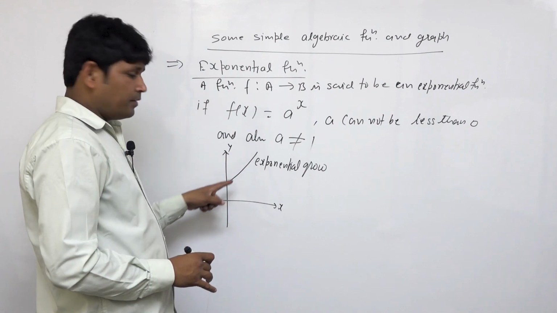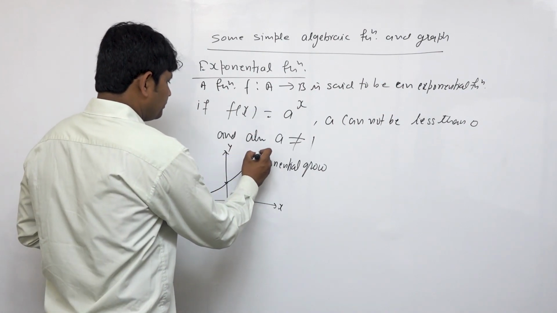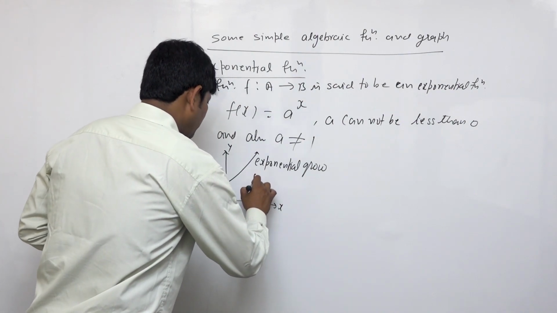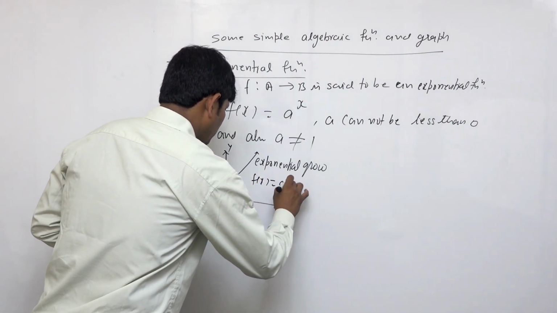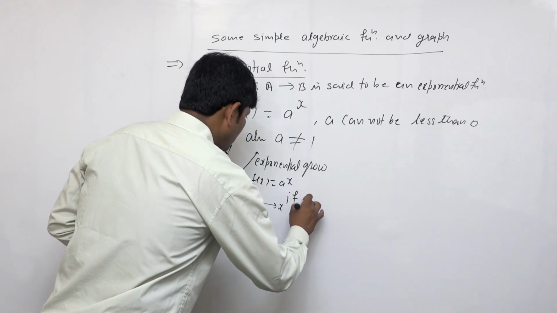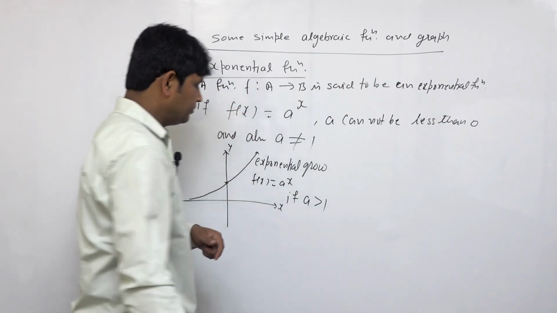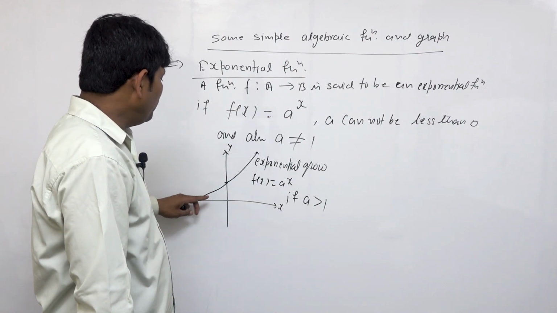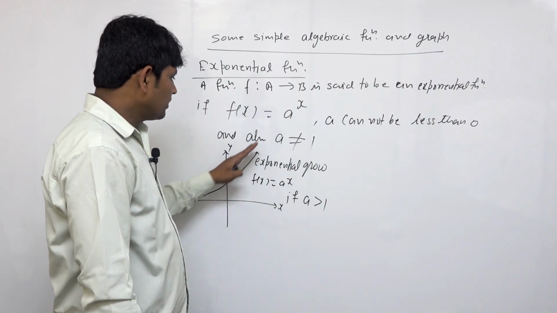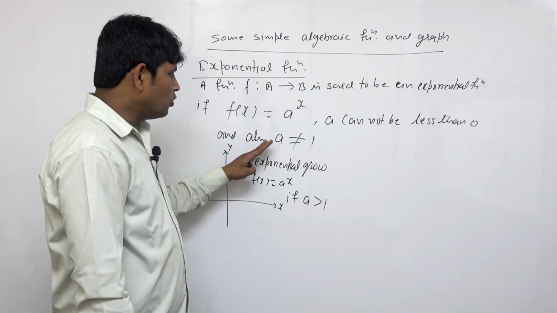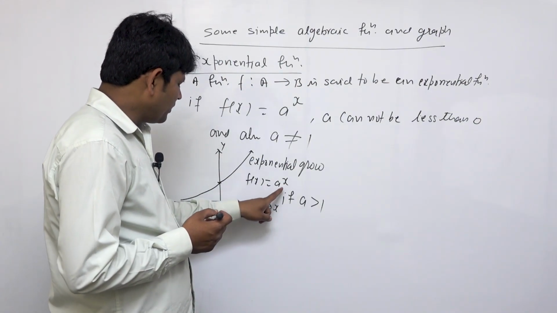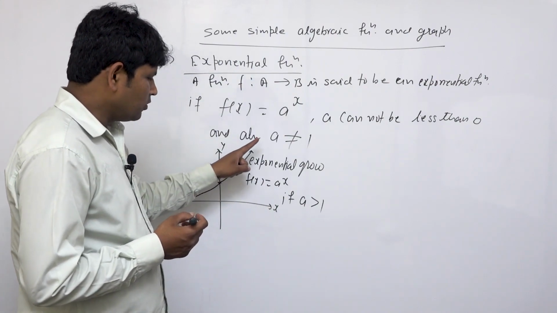In what condition will the graph move like that? If this is the graph of f(x) is equal to a to the power x, and the value of a is bigger than 1, then only the graph will grow exponentially. This is called exponential growth. So for a greater than 1, f(x) equals a^x is called exponential growth.